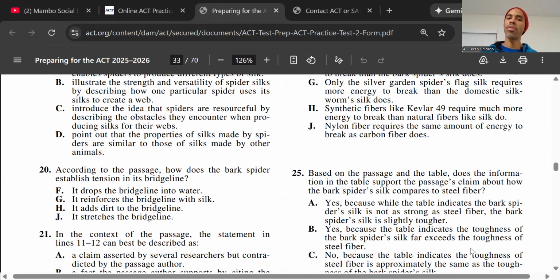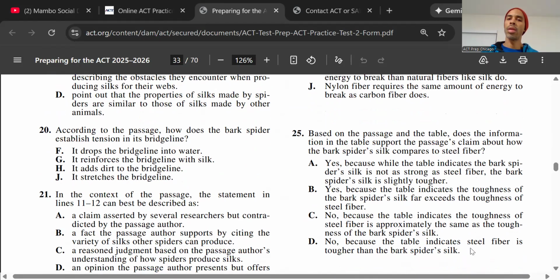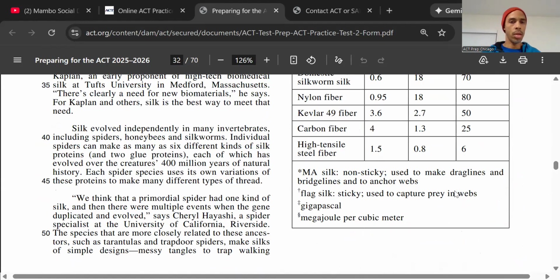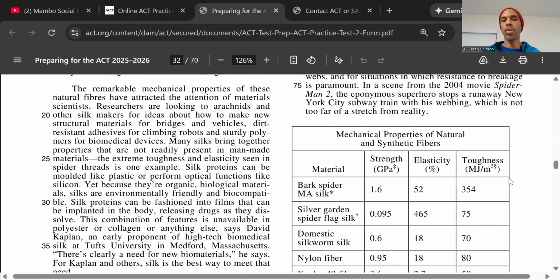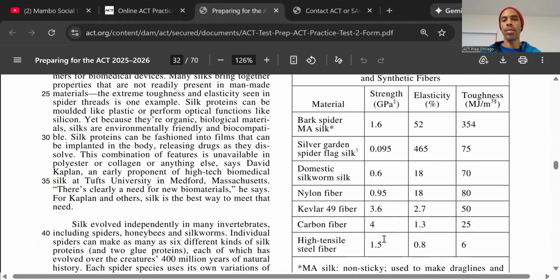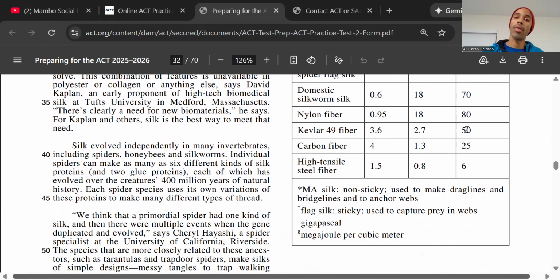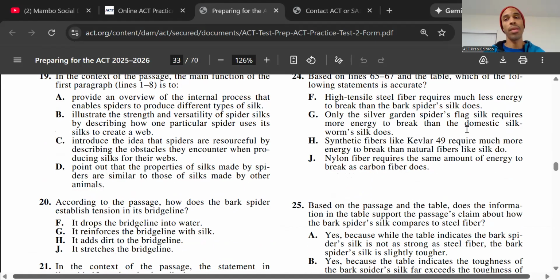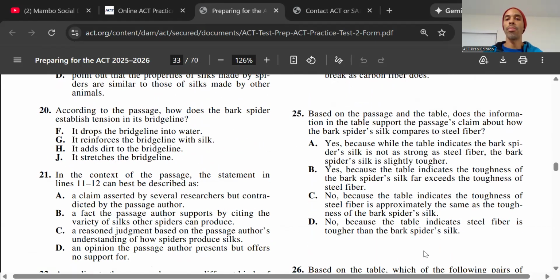But when they talk about toughness or strength, oh no, there's toughness, right? B is right, the toughness. That's what the passage said. It was tougher, because you have toughness and you have strength. So bark spider silk and the high tensile steel fiber have similar strengths but different toughness. Wow, that's something. You would think strength and toughness are the same. It's amazing sometimes the detail you have to catch. So B is correct.